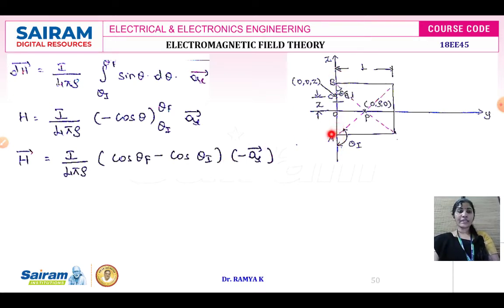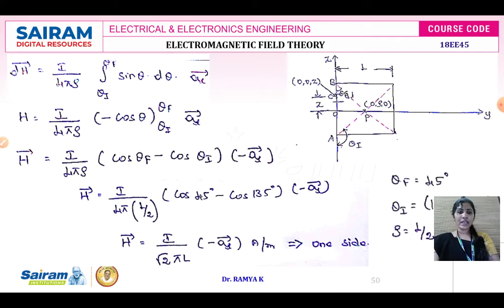Now we need to identify the magnetic field intensity of a square. That is, we need to derive the expression for the magnetic field intensity for a square. A square has 4 sides, so all the sides are going to have equal length. If you multiply this one side magnetic field intensity by 4, then we will get the magnetic field intensity as I divided by 2 pi L into minus ax.